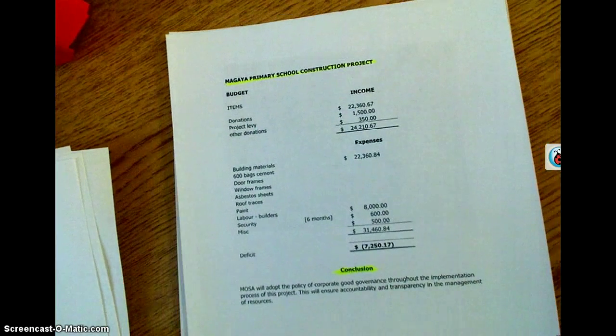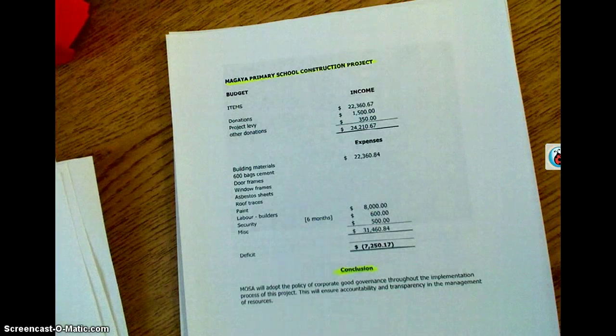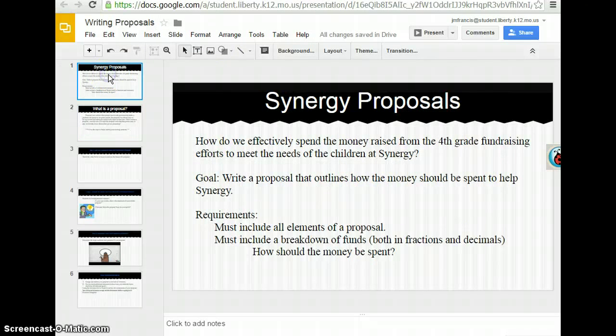Today, in this video, we've just outlined what needs to be included in your Synergy proposal. You need to follow the step-by-step guide that's also been shared with you in the writing proposal, the Synergy proposals Google Slides. And this takes you through the project step by step.